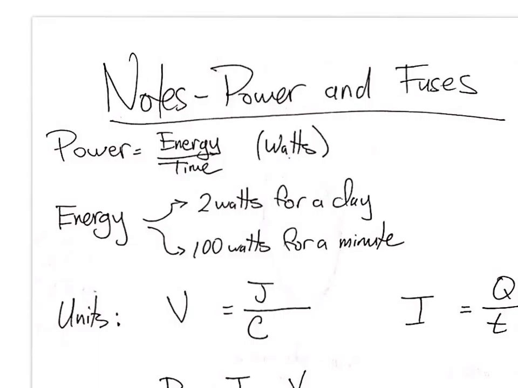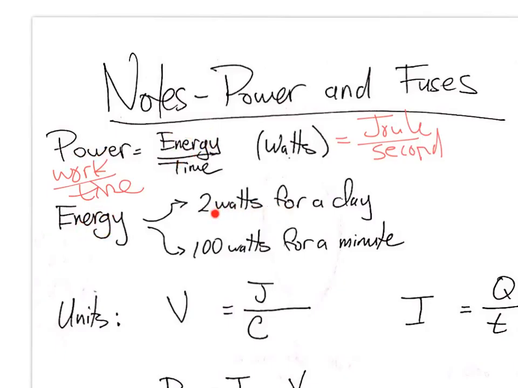So let's talk about power in an electrical circuit and fuses and what they are used for. From a while back, we know that power is energy per time or work per time. It is measured in watts, and we know that a watt is a joule per second. In talking about power, we're going to talk about energy as well.